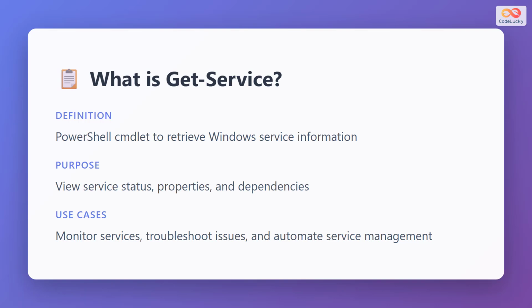Get-Service is a PowerShell cmdlet that retrieves information about Windows services. Its primary purpose is to view service status, properties, and dependencies. You can use it to monitor services, troubleshoot issues when something isn't working, and automate service management tasks. Think of it as your window into all the background processes that keep Windows running.